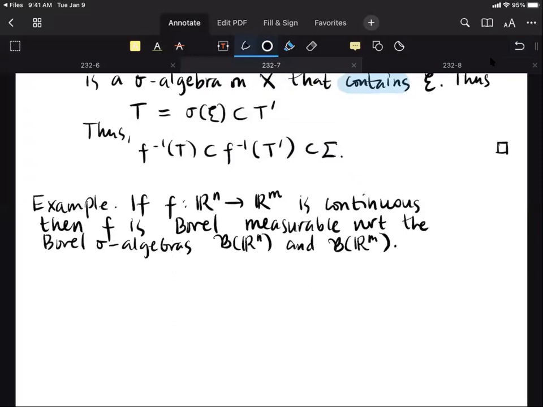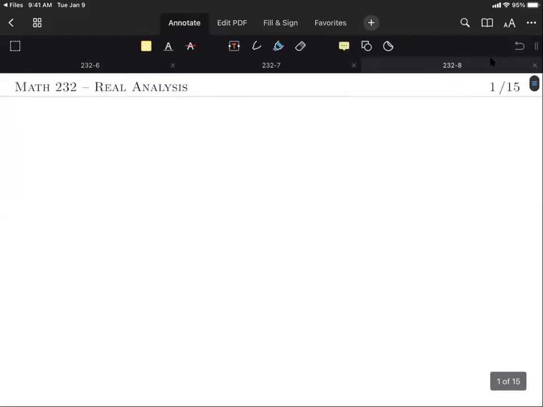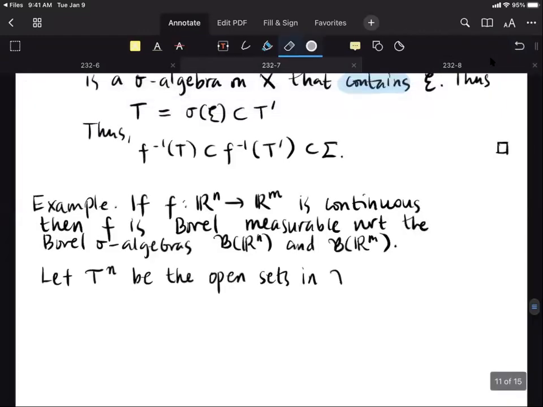Okay, well, to see this, let tau n be the open sets in Rn. Sorry for that. So open sets in Rn. We want to do this both for n and m. So let's say tau d is the collection of open sets in Rd. D here is either n or m.